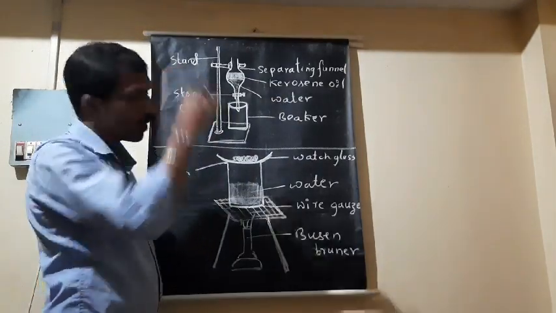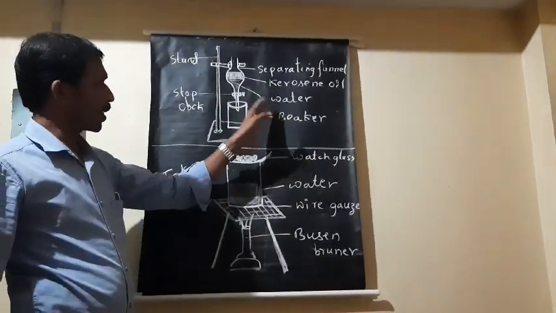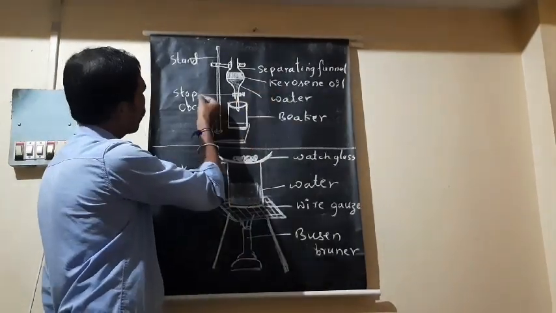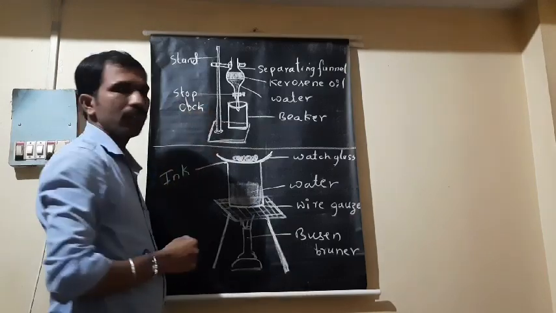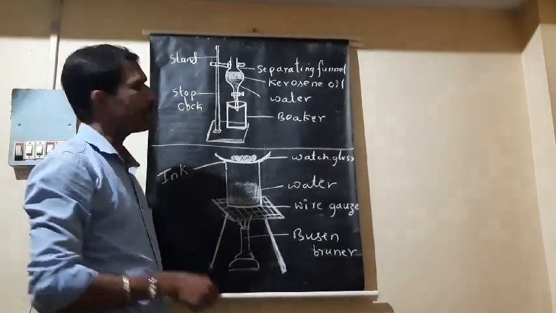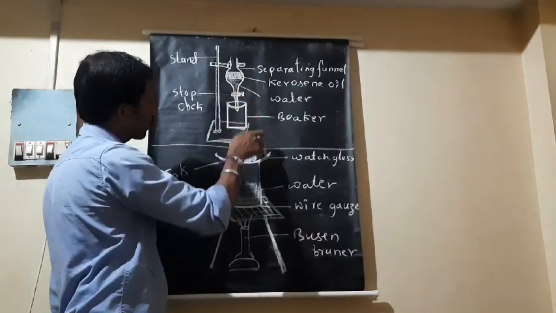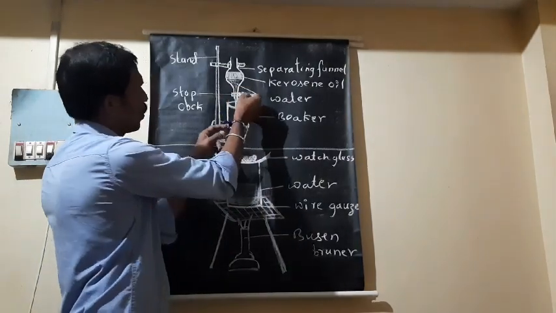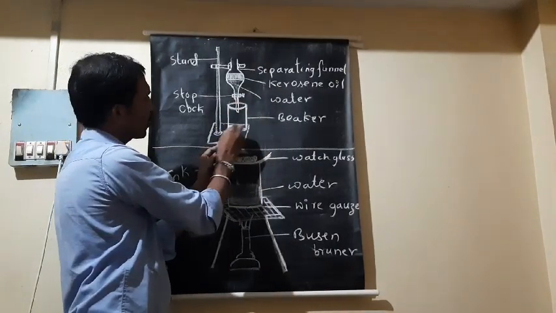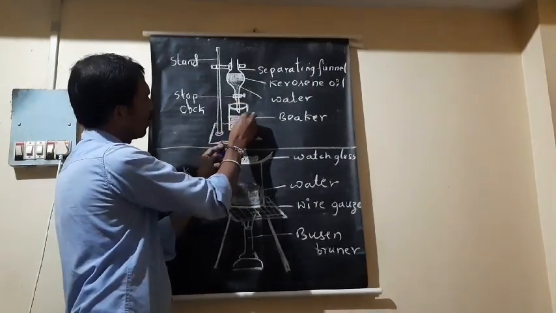So this is how the immiscible liquids are separated. Here, to separate water from the kerosene, we have to turn this stop cock and allow the water to fall on the beaker. So when you open this stop cock, water starts getting collected in the beaker.